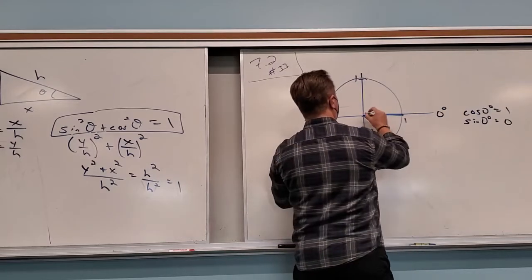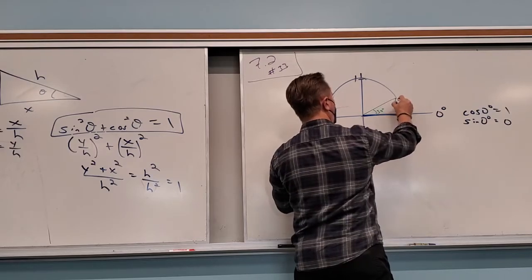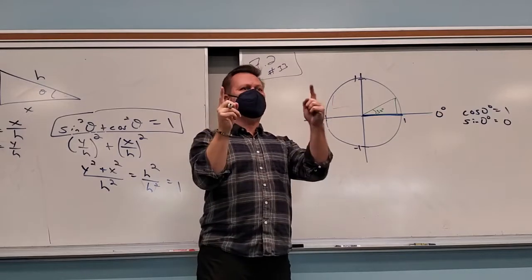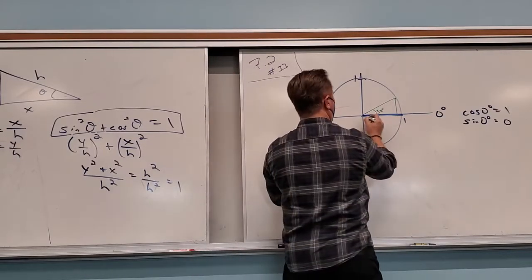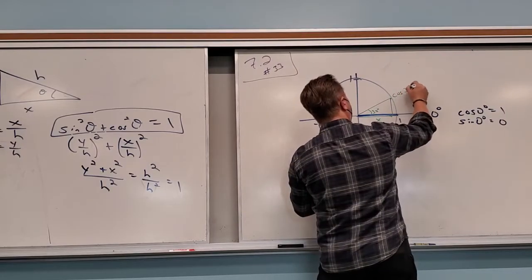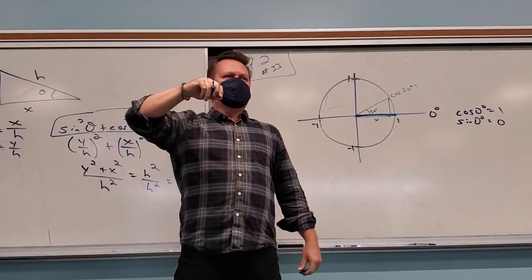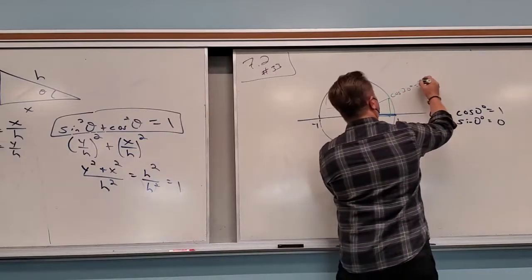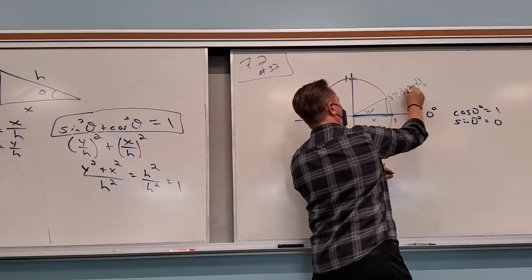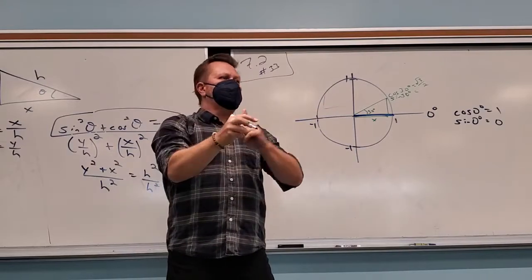If I rotate to 30 degrees, do I have a y piece now? Yes. And in the x piece, what's happened to it? It got smaller. So cosine of 30 degrees, it's gotten a little bit smaller. It was 1, now it's a little bit smaller. It's going to be rad 3 over 2. Sine of 30 degrees was 0, now it got a little bit bigger. So it's going to be 1/2.